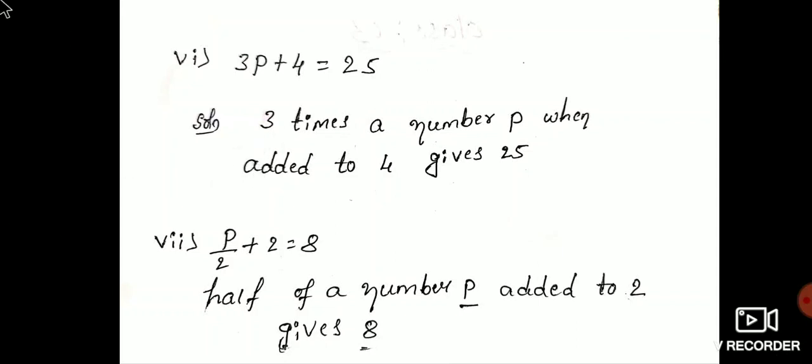Next, the sixth one. It's also somewhat confusing. p by 2 plus 2 is equal to 8. p by 2 means half of a number p. Plus means added to 2. You get how much? 8. So we should write it like this: half of p added to 2 gives 8. Very simple. One sentence can be written in many ways, but these words like addition, subtraction, added, difference, and gives are very important.